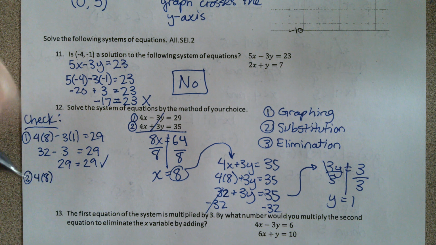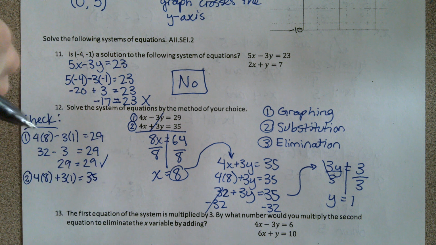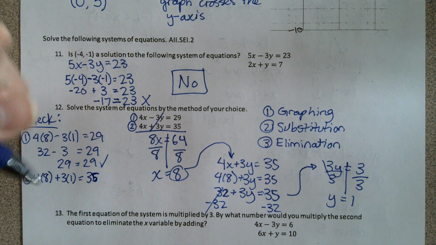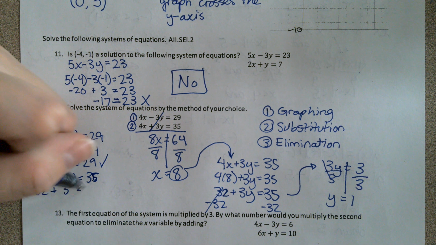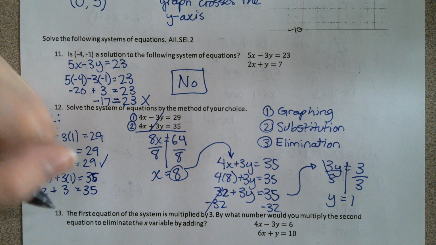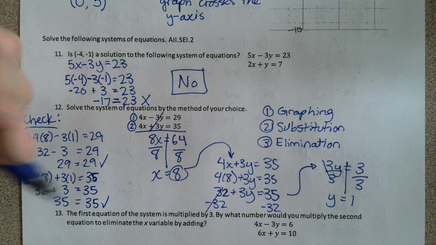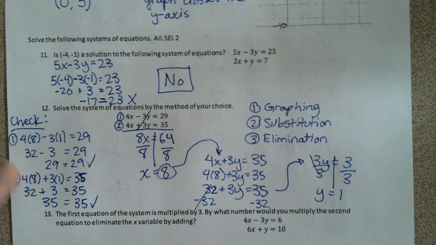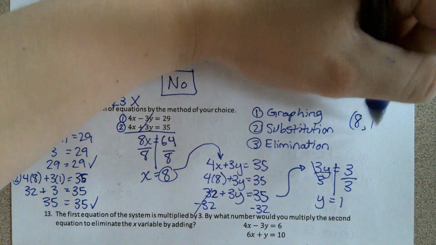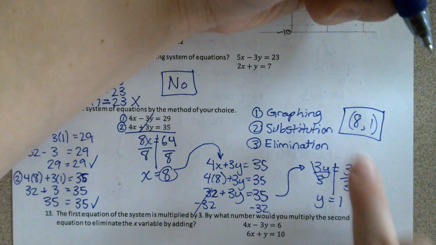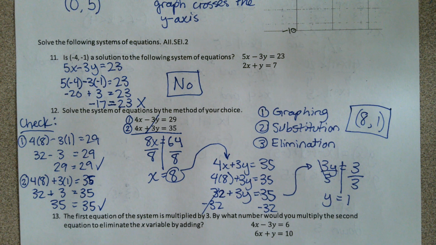Now I have to try it in the second equation. 4 times 8 plus 3 times 1 equals 35. 4 times 8 is 32, plus 3 times 1 is 3, equals 35. 32 plus 3 is 35. So 35 equals 35, and that works as well. To write my answer correctly, I have to write it as a point. 8, 1, x first, y second, and I am all done. 2 more problems.